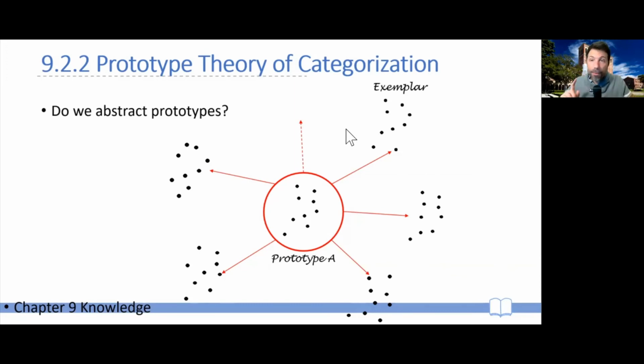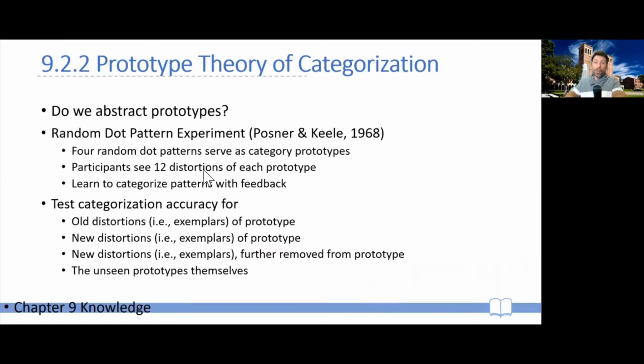Importantly, I'm never going to show you the prototype. You're never going to get to see this one. All that you will see are the exemplars. And so I'll train you for some 20 minutes until you become good at recognizing exemplars that come from group A, from group B, from group C, and from group D. Now, once we do that, I will test you.